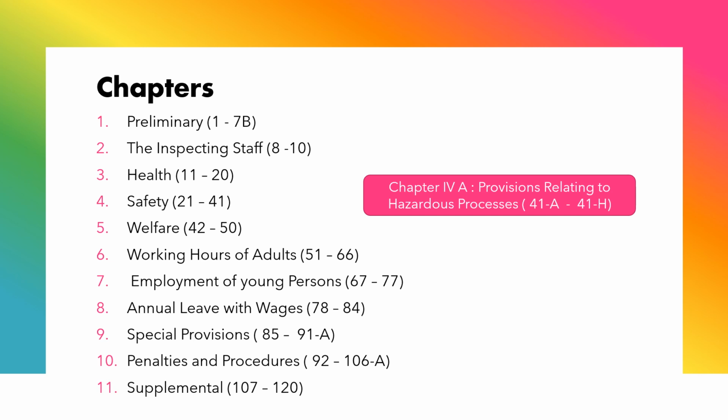Then Chapter 8 is annual leave with wages, from section 78 to section 84. Now special provisions, from section 85 to section 91A. Then Chapter 10 is regarding penalties and procedure, from section 92 to section 106A. Then the last chapter is supplemental, from section 107 to 120.